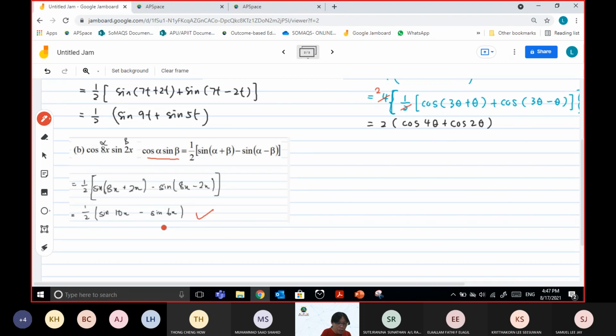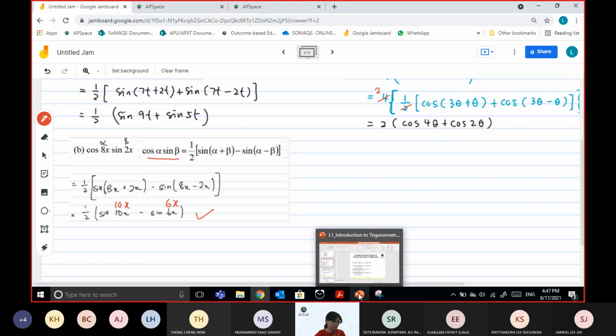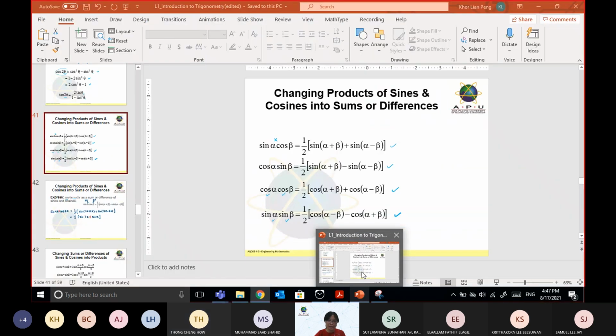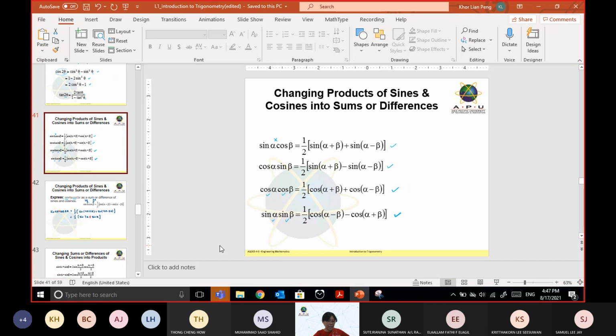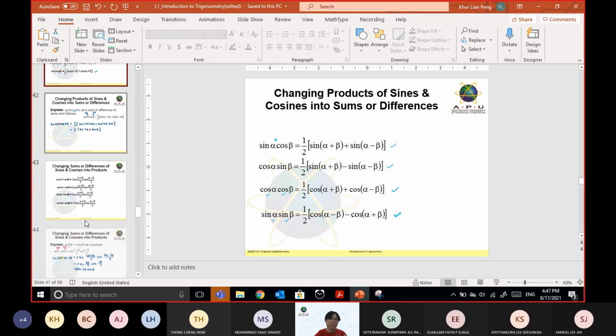Yes, correct. You may not see clearly, so this is 6x, this is 10x. Check your answer. Is that clear so far? Yeah, clear, miss. Thanks for the feedback. Any other questions? Ilalam also says yes. So we have settled the tutorial questions.